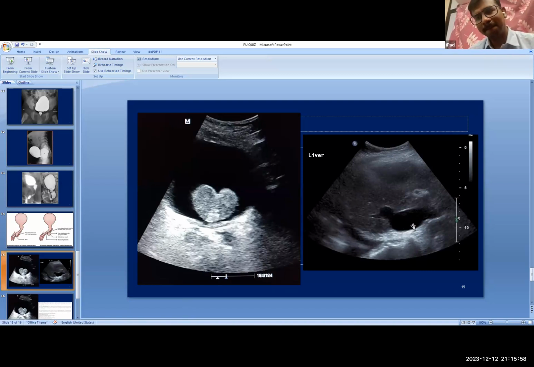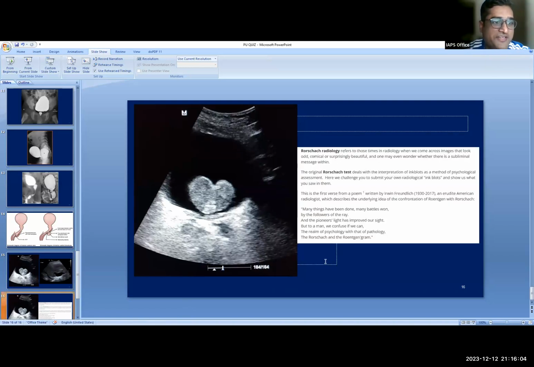So there's one thing called Rorschach's radiology, where you find funny, unidentified signs on ultrasound. That is called Rorschach's radiology. Rorschach was a psychiatrist. And there's a very good poem here comparing the two, Röntgen and Rorschach. So it's just an interesting fact I came across, so I share.